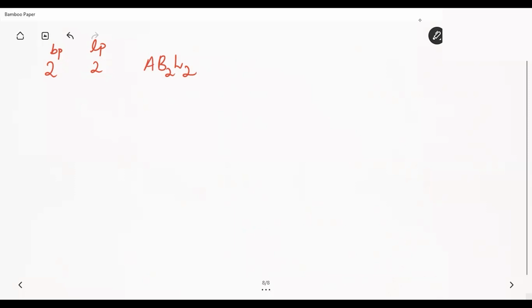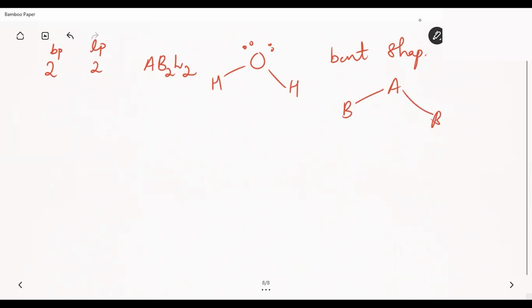Again, just think about water. Water has 2 lone pairs, right? And hydrogens like this. So here also we will get which shape? Bend shape, like this. So this is A, the central atom. This is B, and 2 lone pairs are sitting here. This is also a bend shape.